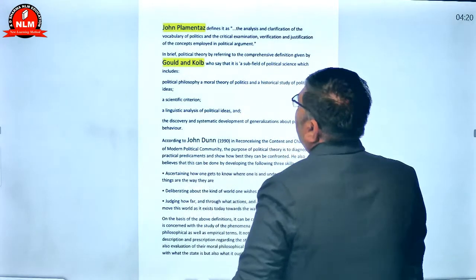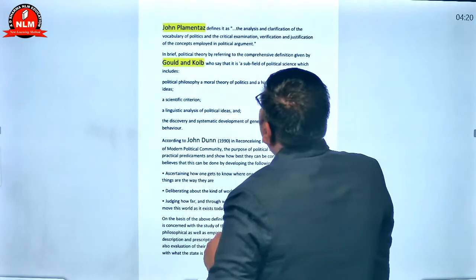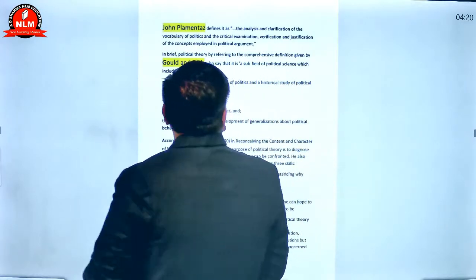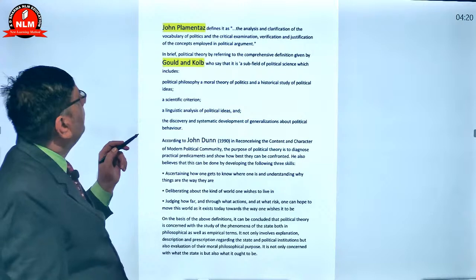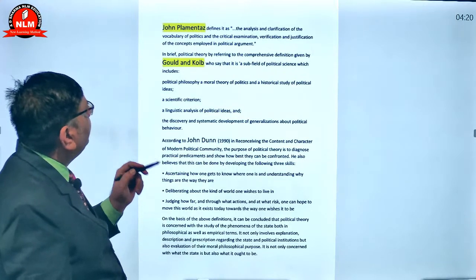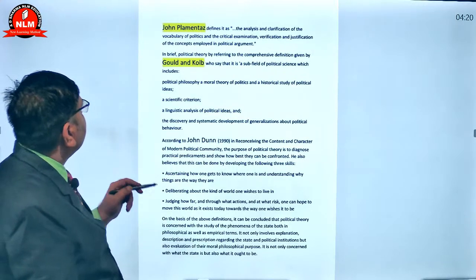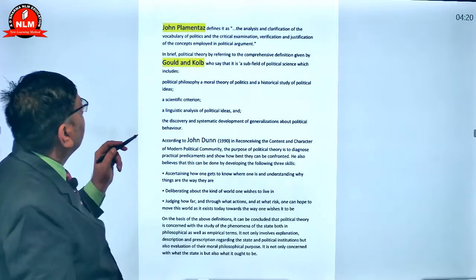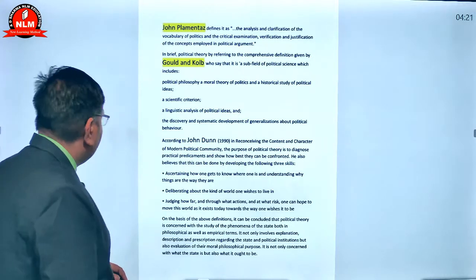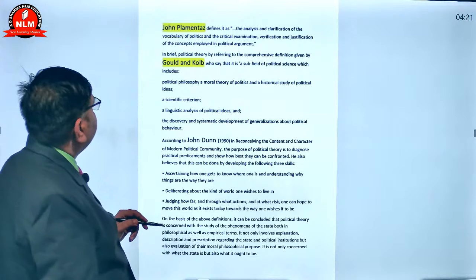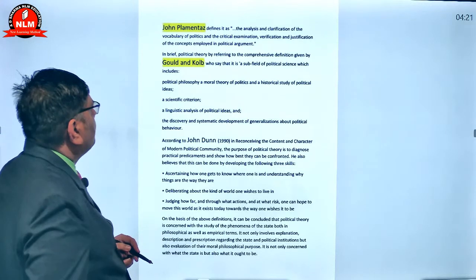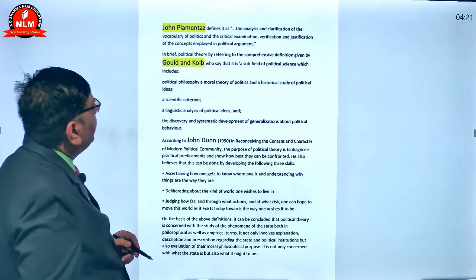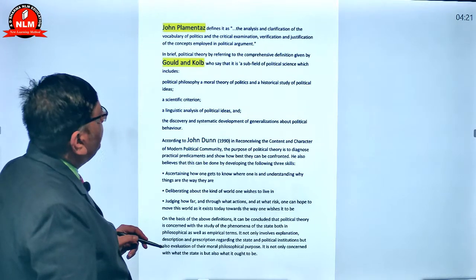Next thinker, John Plamenatz, defined political theory as the analysis and classification of the vocabulary of politics and the critical examination, verification and justification of the concepts employed in political argument. And next thinkers, Gould and Kolb, say that political theory is a subfield of political science.